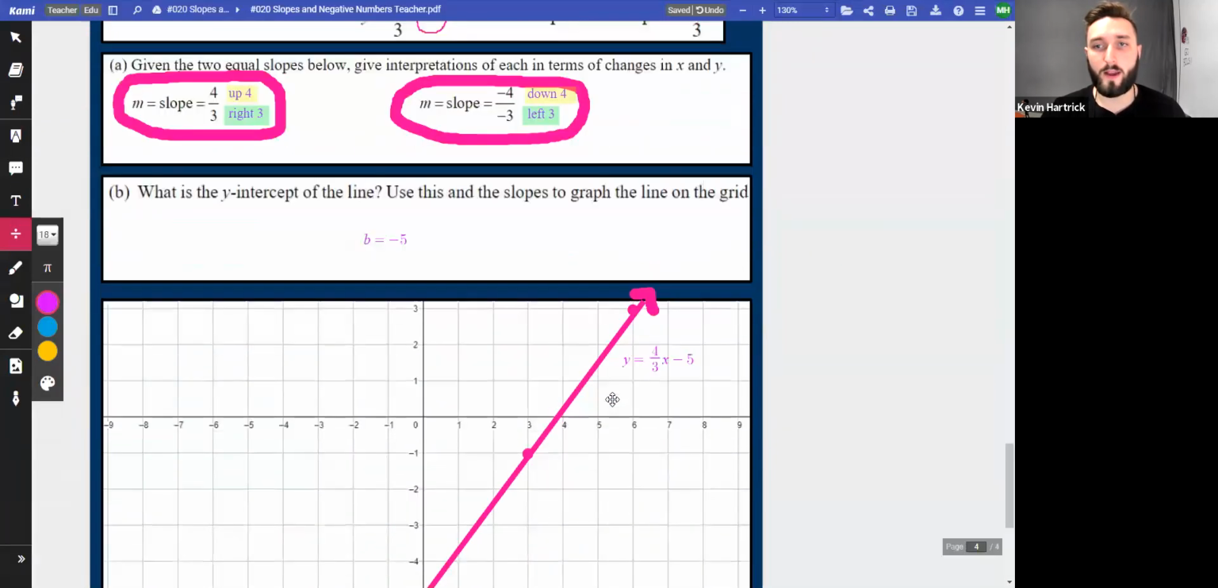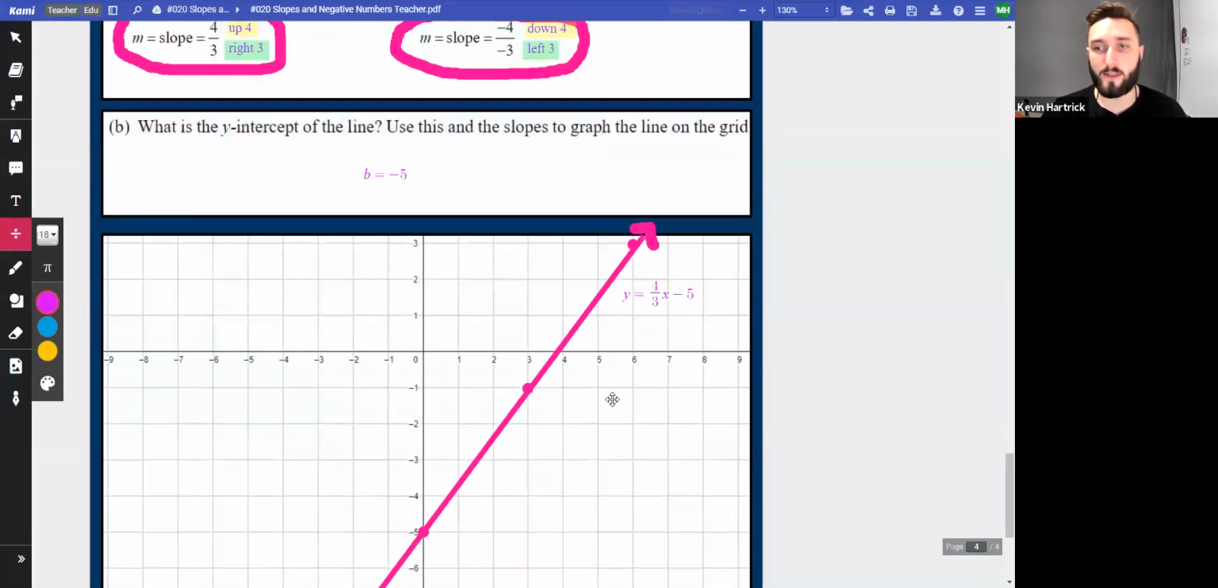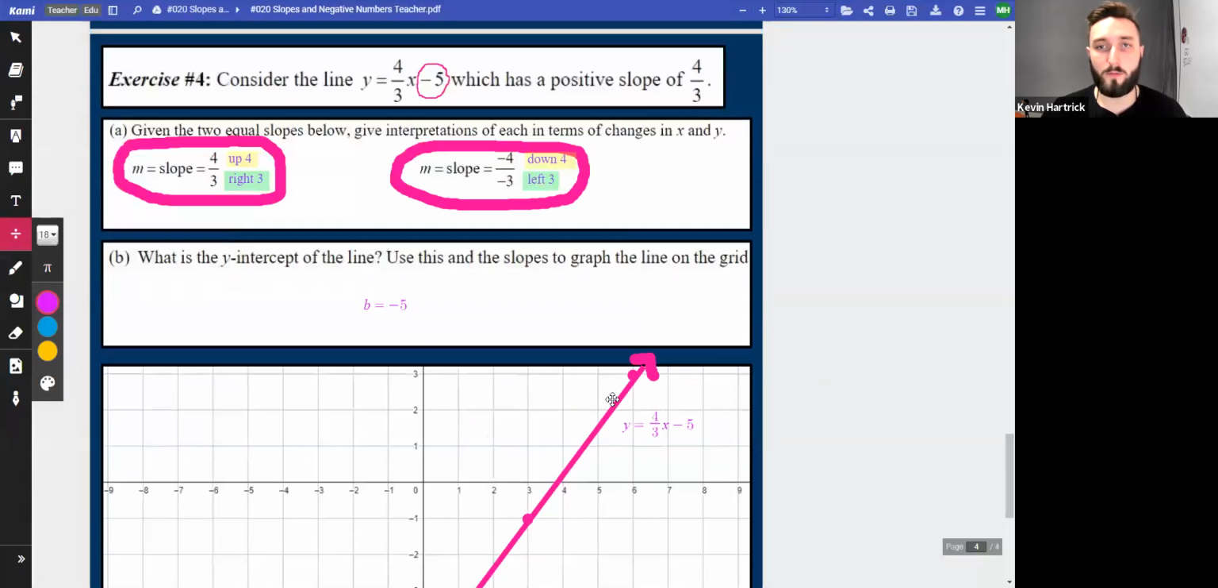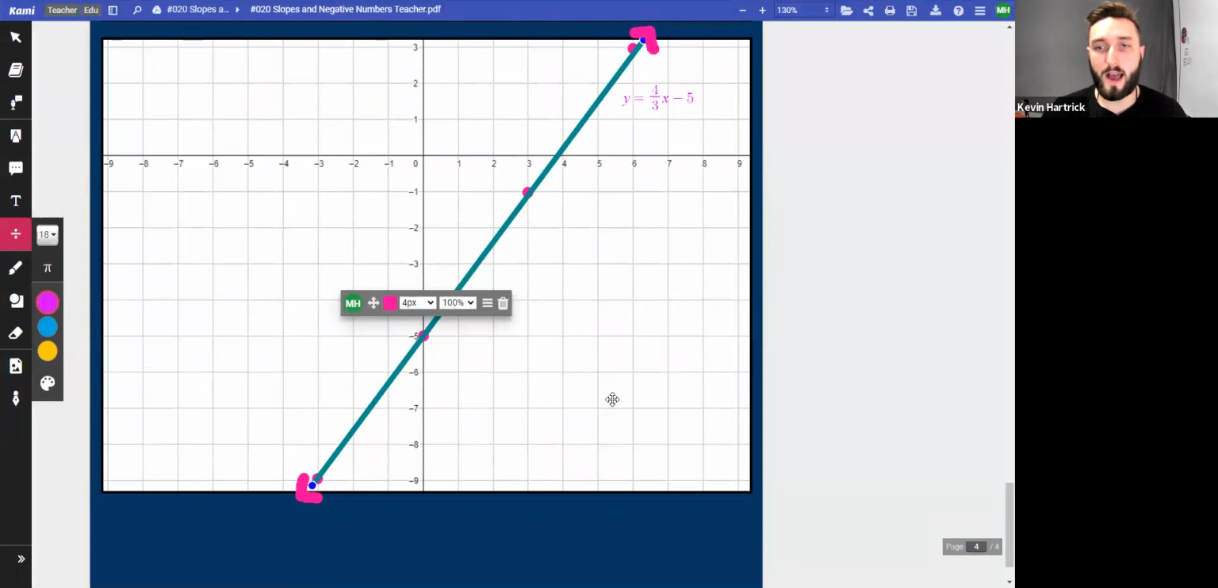And the way to find that is to do the opposite of what our roadmap was on the other side, okay? So if our roadmap was up 4 and right 3 to make a point, to go on the opposite side of the graph, we got to do the opposite, down 4, left 3, okay?